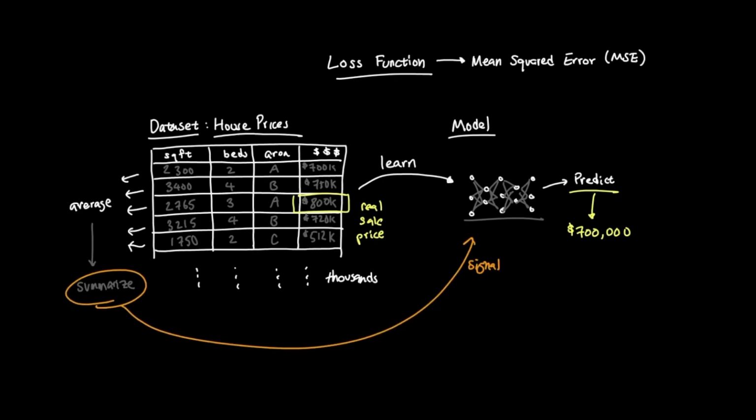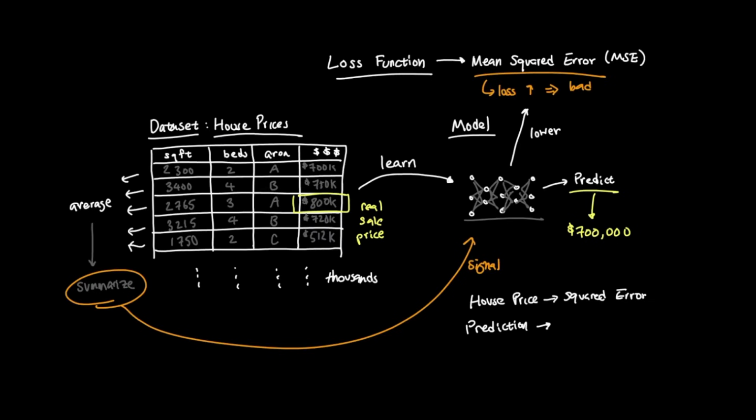This number becomes the model's feedback signal. If the loss is high, the model's predictions are bad. If the loss gets lower during training, the model is usually improving. Different problems can use different loss functions. For house prices, squared errors make sense because we are predicting a number. But if we were predicting categories like spam or not spam, we would be using a different kind of loss. The loss function depends on the task.